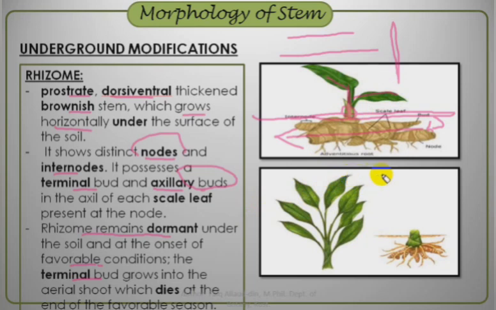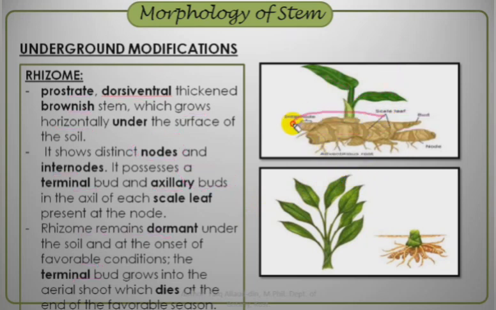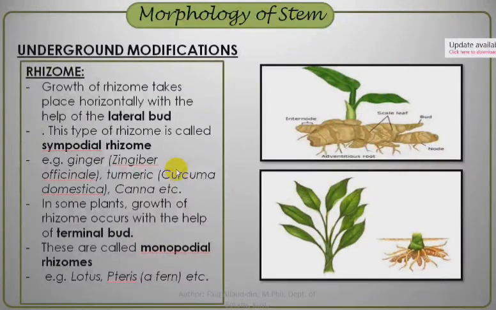Look closely and you can see that this is a clear example of ginger. Other examples of rhizome are turmeric. It also resembles this type of stem. So ginger, botanical name of ginger is Zingiber officinale, and turmeric, botanical name I have also written here, Curcuma domestica, and also canna, and other type of examples are present. Now all of these plants, they are actually rhizome.